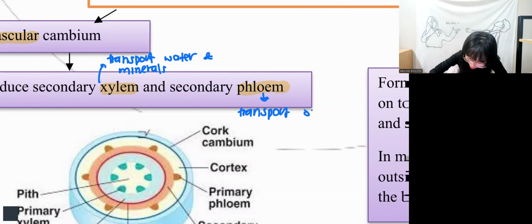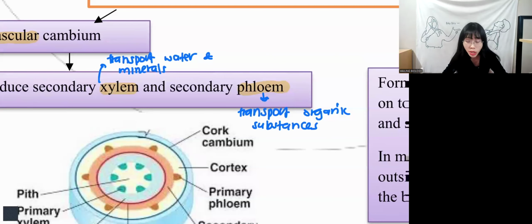Transport organic substances. Okay, we don't write glucose, we don't write food, because organic substances including what? Includes of food, includes of your glucose, sucrose, hormones, enzymes. That's why we use organic substances. So the function difference is water, mineral, and organic substances.